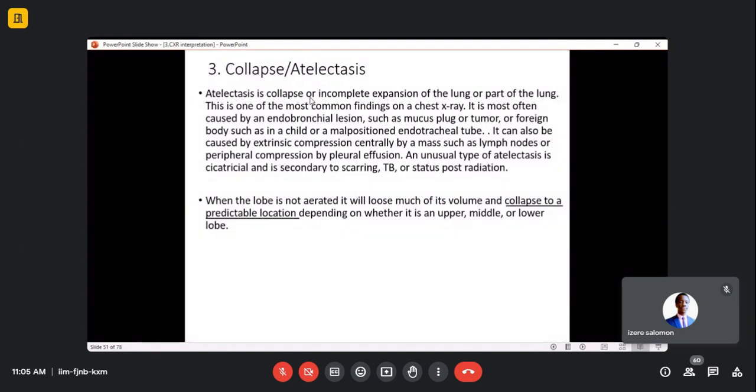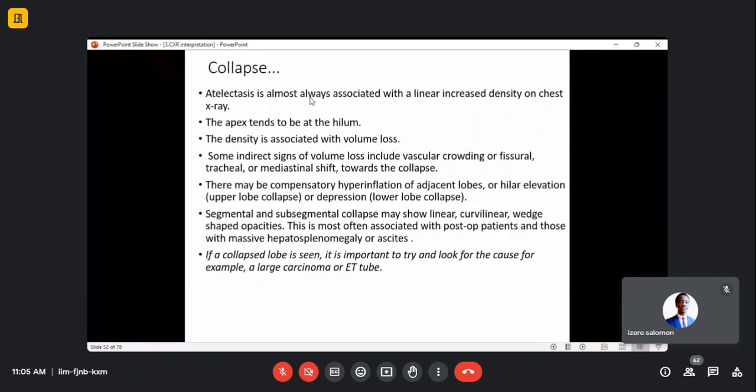When the lobe is not aerated, it will lose much of its volume. That's very important, by the way: loss of volume, and collapse to a predictable location, depending on whether it is an upper, middle or lower lobe. Okay, any question here? No. So atelectasis is almost always associated with a linear increased density on chest X-ray.